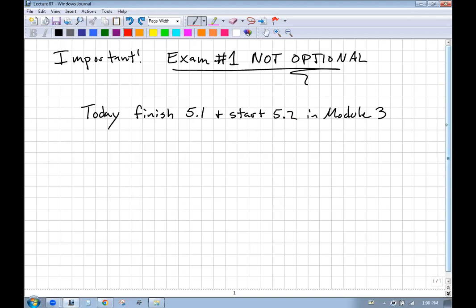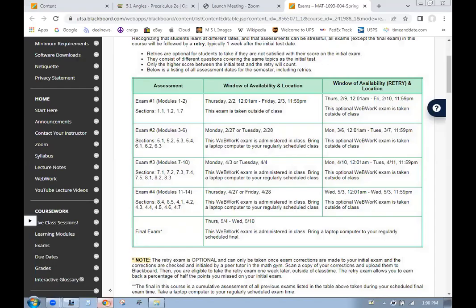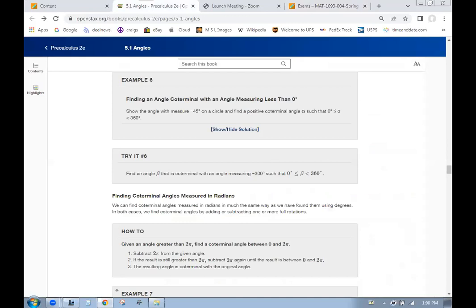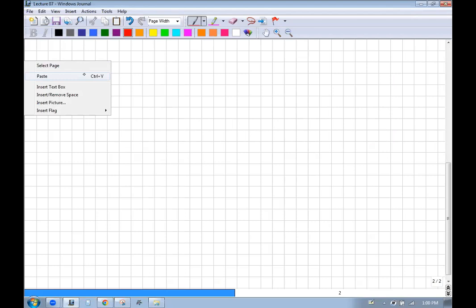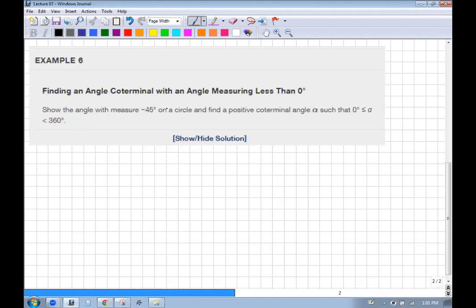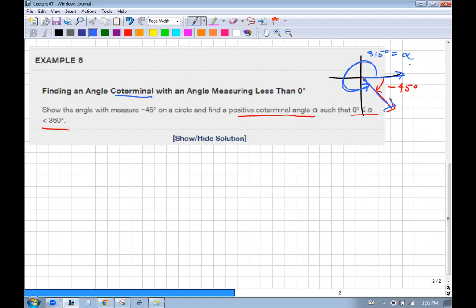So today we're going to finish 5.1 and then start 5.2. Here's 5.1. So here is sample six. Show the angle with measure negative 45 degrees on a circle. Okay. A negative angle goes this way. So there's negative 45 degrees. Now find a positive coterminal angle alpha, where alpha is between 0 and 360. What they're wanting is this angle, right? They have the same initial side, and they have the same terminal side, hence the term coterminal. Now, if all the way around is 360, if we're going to stop 45 degrees short of 360, that would be 315 degrees. That's our alpha, okay?